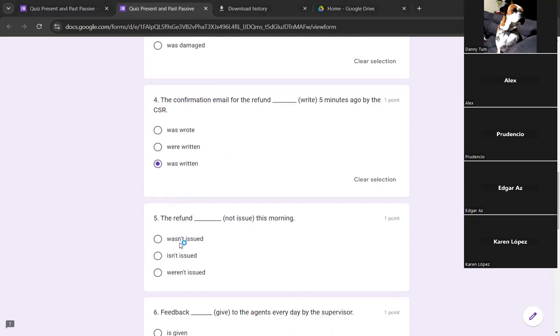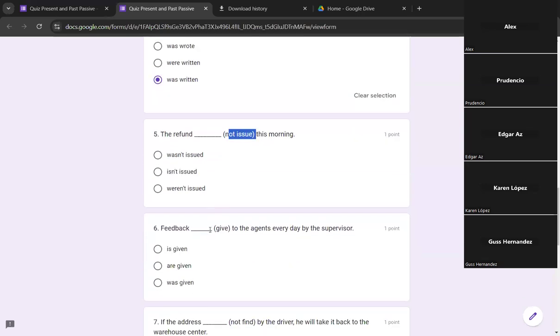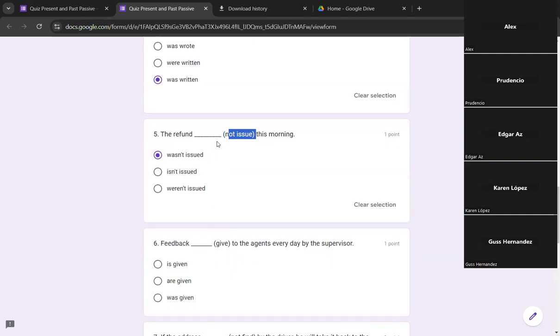Okay, next. Number five, the refund not issued this morning. So how was it there? Wasn't issued. Perfect, Danny. Wasn't issued. So you're talking about one, so we need wasn't. And the participle of issue is issued. Issued, guys, here has a different meaning. When you use it as a verb, it means like when we say emitted, emitido. So it's like the refund wasn't emitted, right? No fue emitido. The refund wasn't emitted this morning.